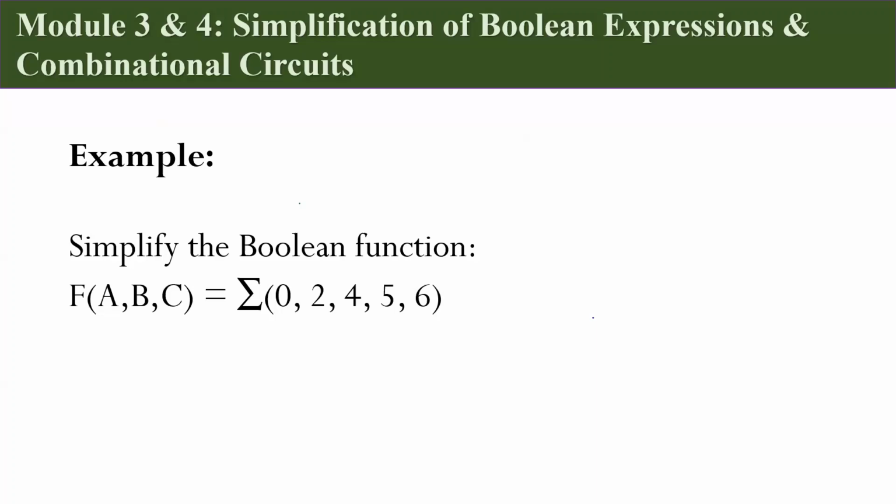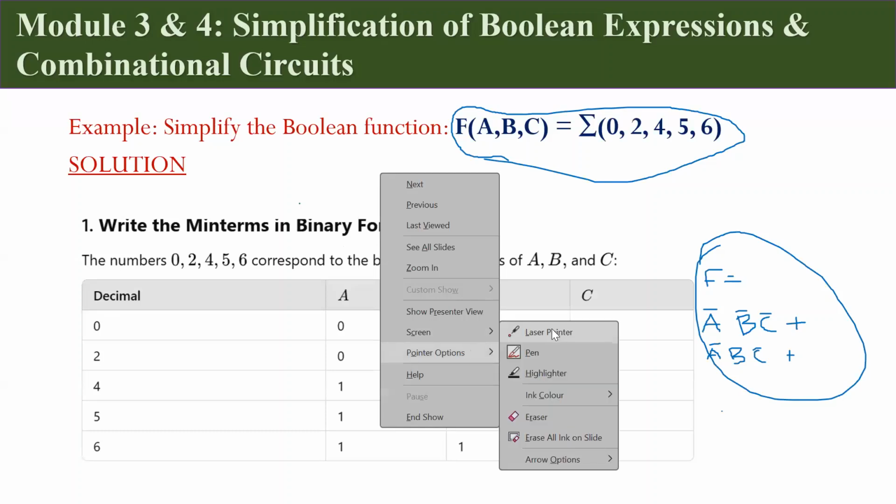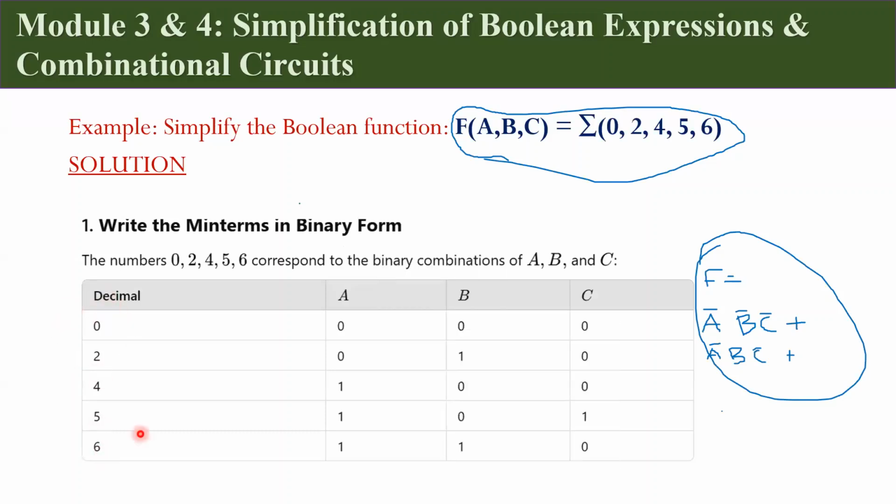How many inputs do we have here? 3 inputs. Okay. And what do these numbers represent? They represent decimal. The decimal values are here. I'm taking my time to explain one more time. These are the decimal numbers given as your function, and you have 3 inputs, A, B, C. So 0 in decimal is 0, 0, 0. If you convert 2 to binary, it will give you 0, 1, 0.